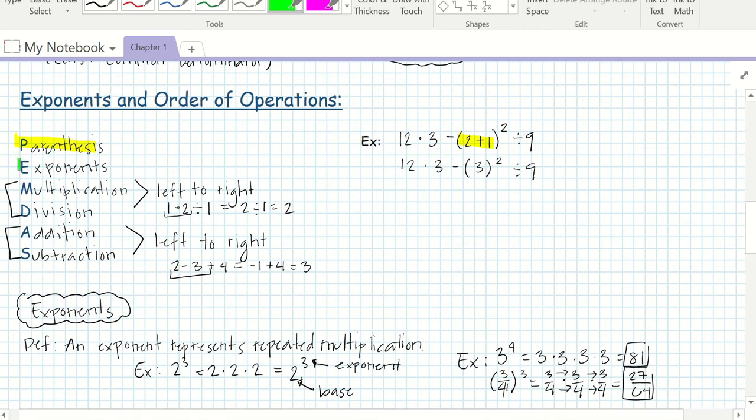Now, second thing that we need to work with is exponents. So I do have an exponent here. 3 to the second power. Remember, this doesn't mean 3 times 2. It means 3 times 3, which is 9. So I'm going to have 12 times 3 minus 9 divided by 9. Let me bring that down a little bit.